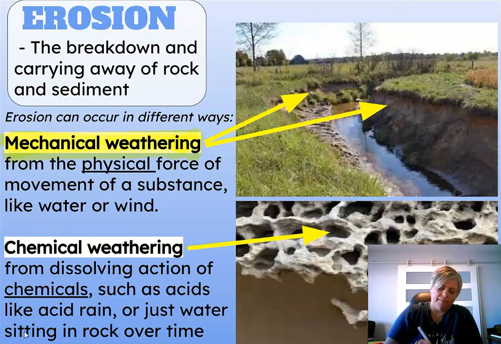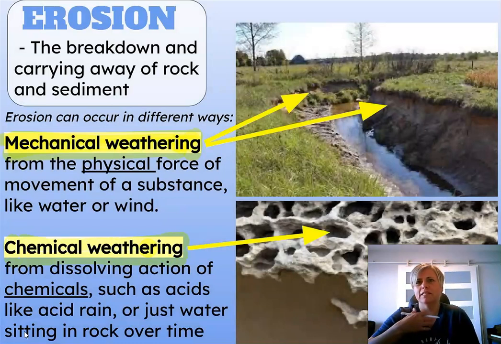Chemical weathering is another form of erosion, but it's not necessarily by force. It's by water just sitting in crevices and cracks, and over time it can dissolve even rock. Remember, water's been referred to as the universal solvent. Oftentimes water even carries acids, such as acid rain. In rock that's really soft, limestone for example, it can cut some pretty amazing carvings just by the dissolving action. So more like a chemical reaction. Not a force, but just sitting in it.